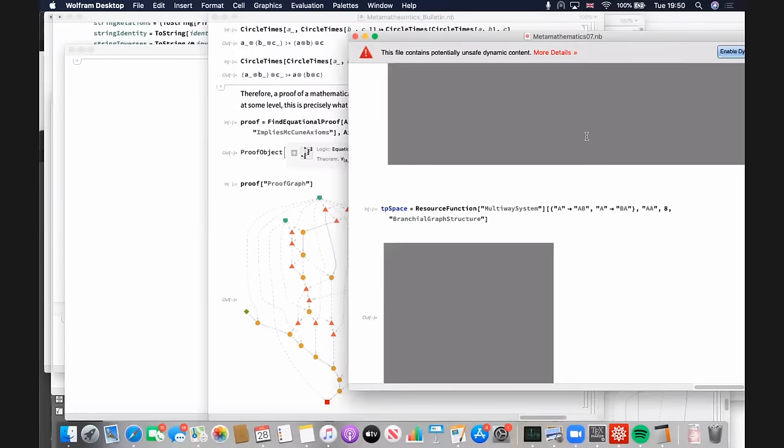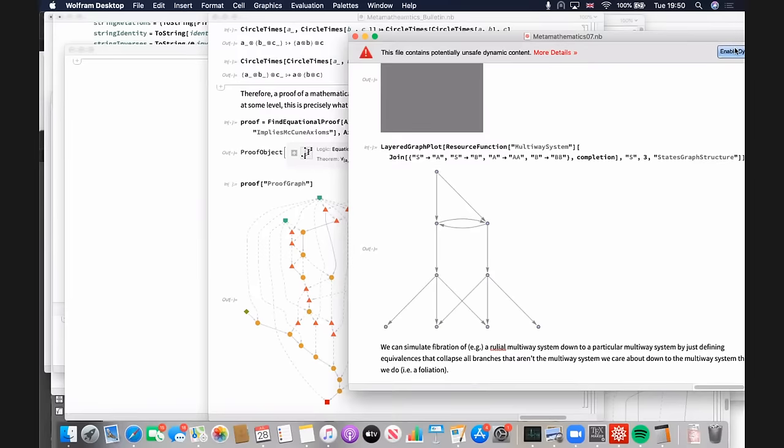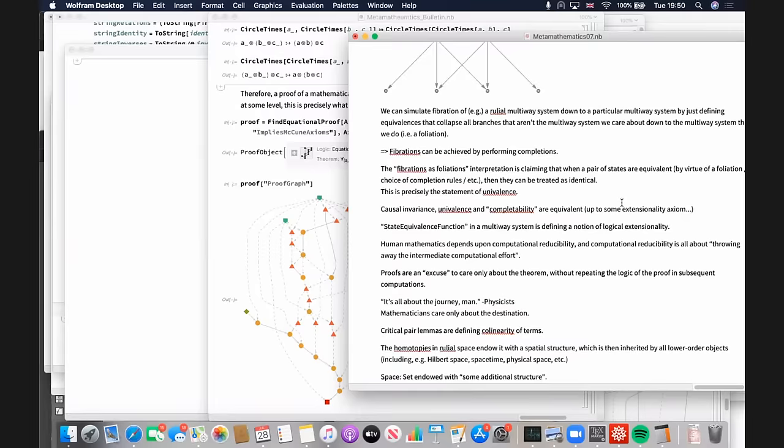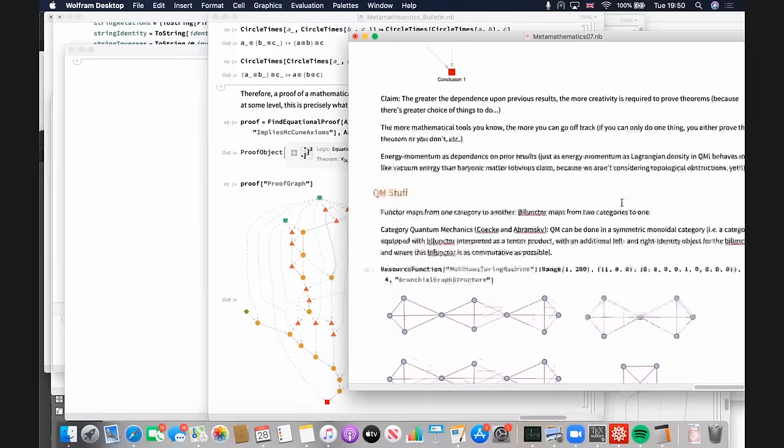You might want to enable dynamics so we don't see as many gray boxes. Right. Somewhere here, there was a discussion of that. Right. I mean, we got close. We didn't quite do it, though.